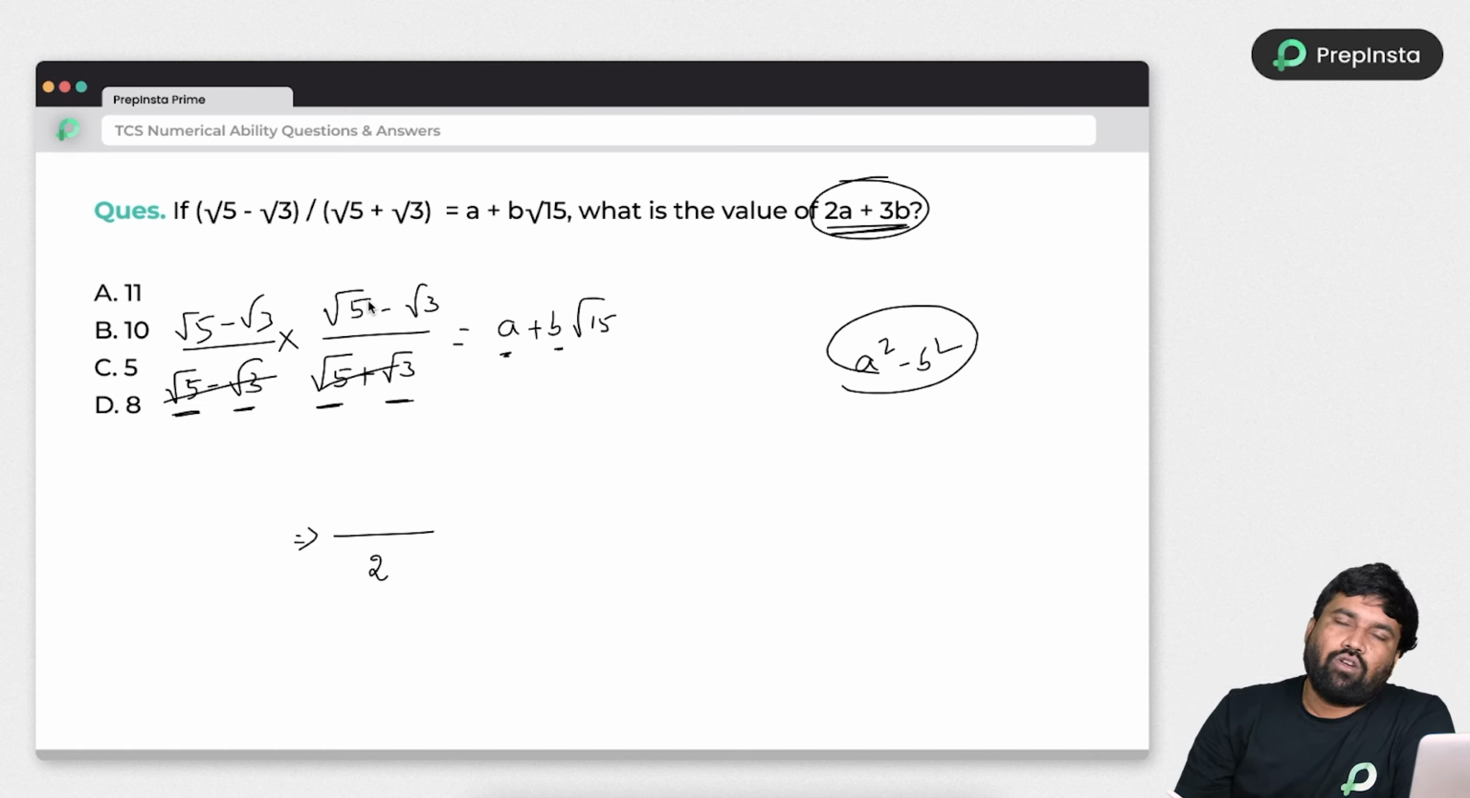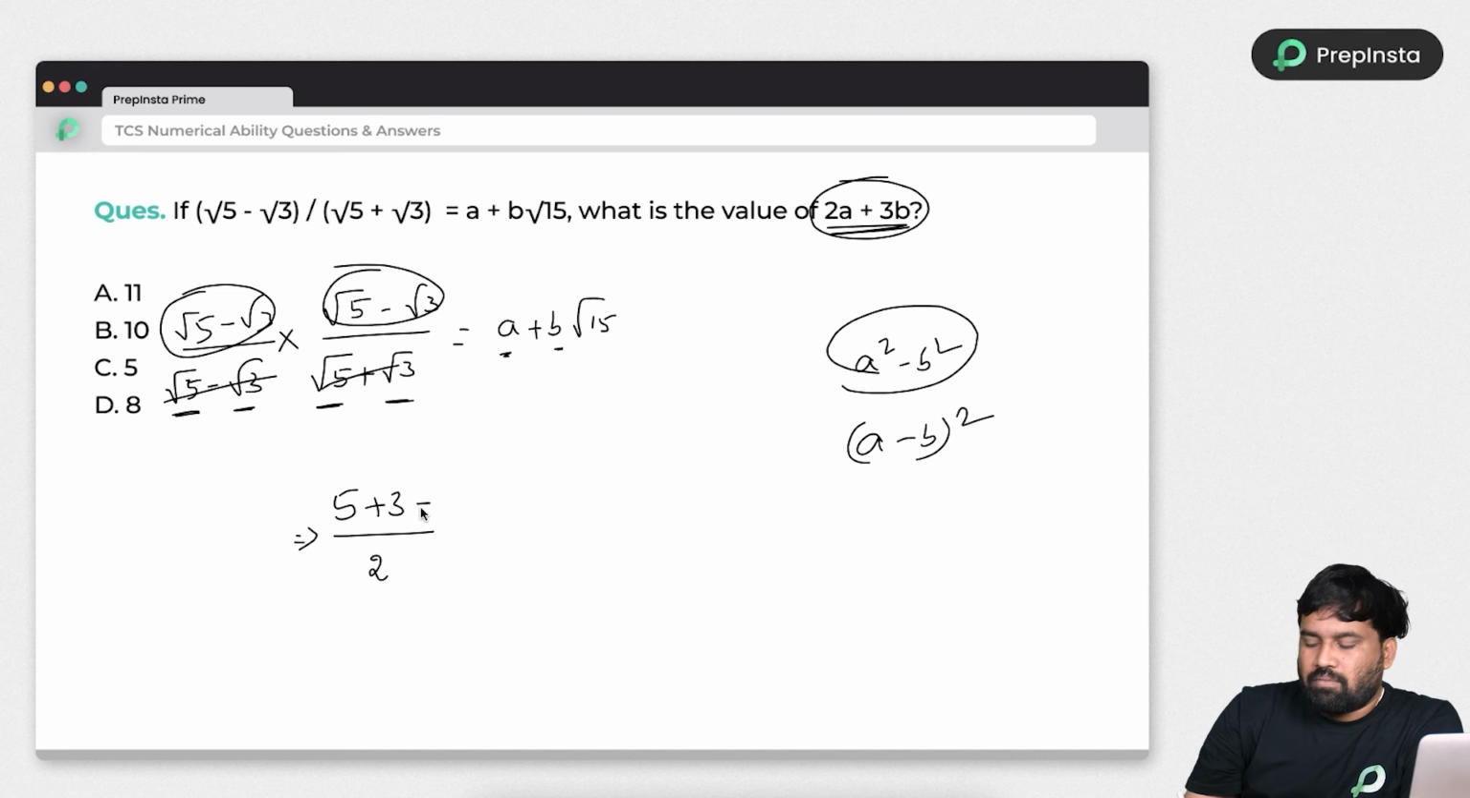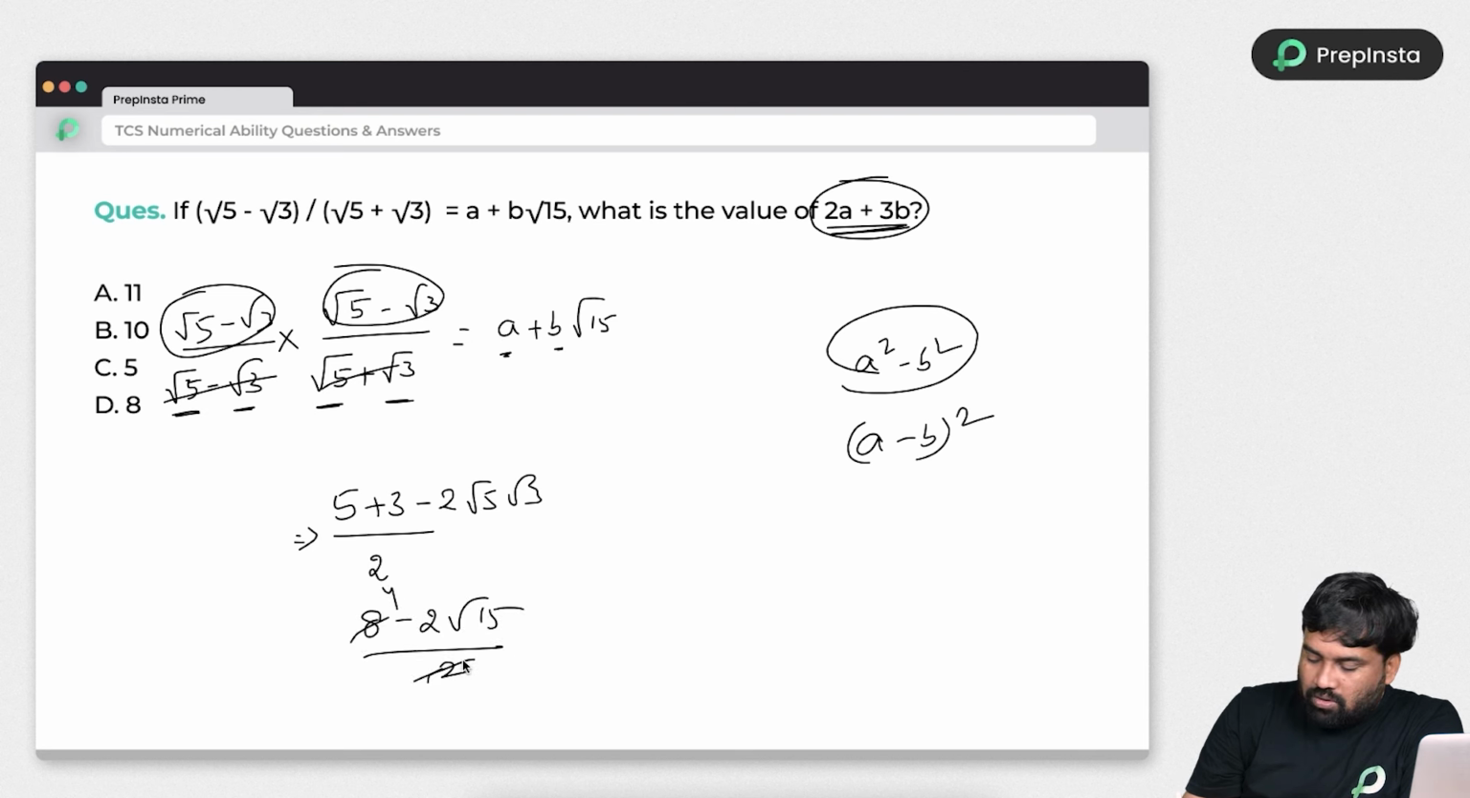So what is the numerator? (a minus b) into (a minus b), which is (a minus b) whole square. So a square plus b square minus 2ab. a square is 5, b square is 3, minus 2ab means minus 2 root 5 root 3. Which is 8 minus 2 root 15 divided by 2. 2 will cancel this 4 times, and 2 will cancel this 1 time. So the answer is 4 minus root 15.